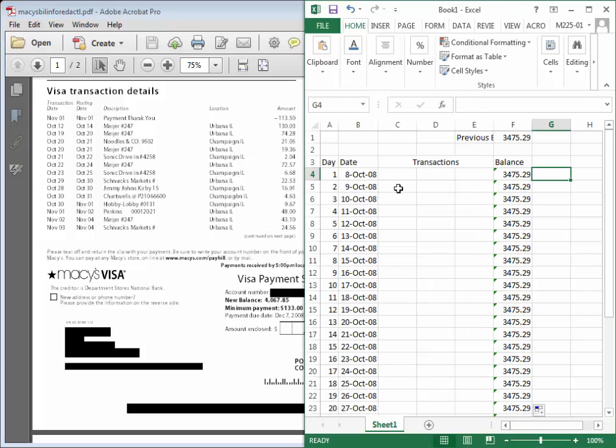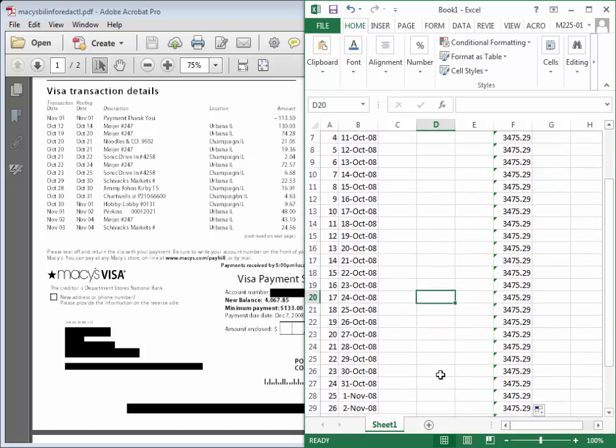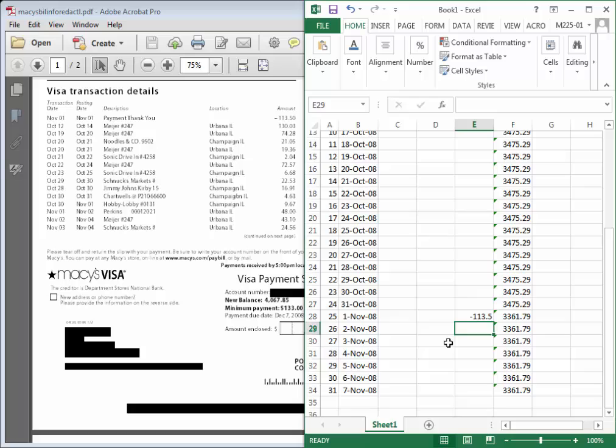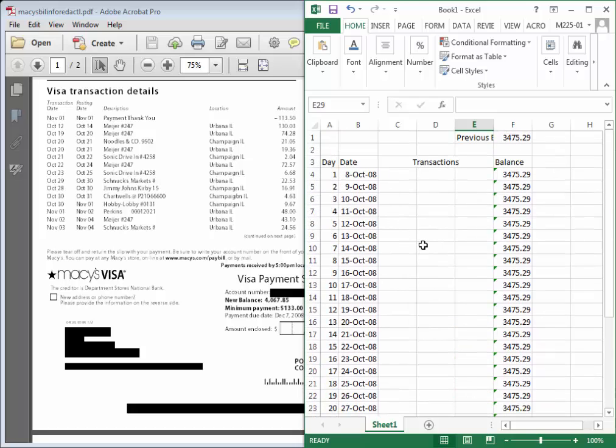So the first transaction listed is a payment. It says I made a payment. And the payment posted on November 1st. So I'm going to go to November 1st and I'm going to write in this payment, negative $113.50. That's what it said the amount of my payment was. And now I'm going to go and enter in the rest of these transactions. Now I want to make sure I enter these on the posting date, because the posting date is the date that it actually affects the account and actually affects the account balance.